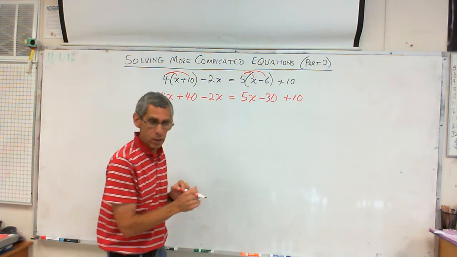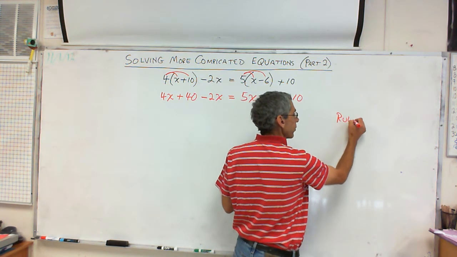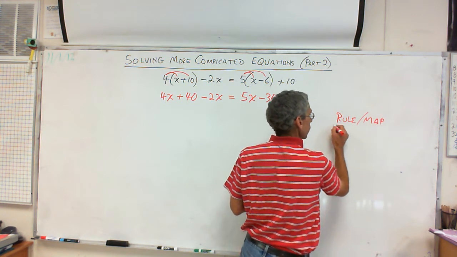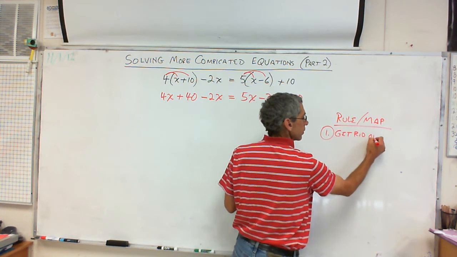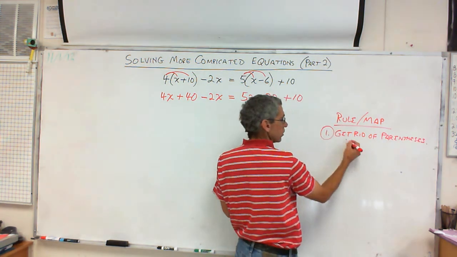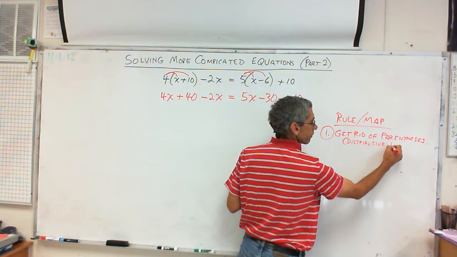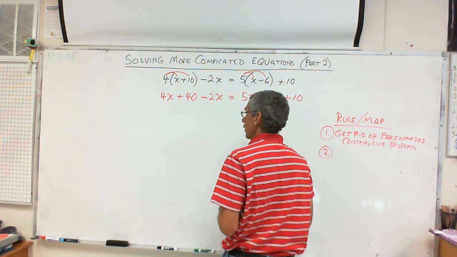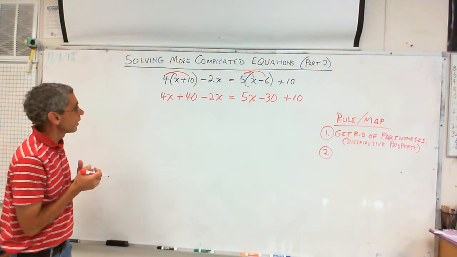All right, so we've got to create our little rule. We've got room here. So, a rule or map to solving these. What is the first thing we do? Parentheses. Get rid of parentheses. And usually that means use the distributive property, right? All right, so that's our first one. Now we've got to figure out what our second one is going to be. You did close that parenthesis at the distributive part. Thank you. All right, so now the next thing, what do we do?